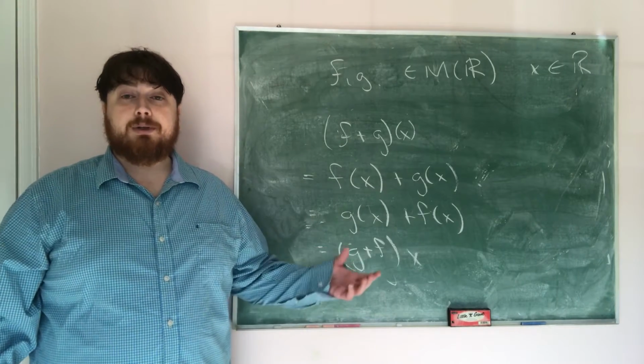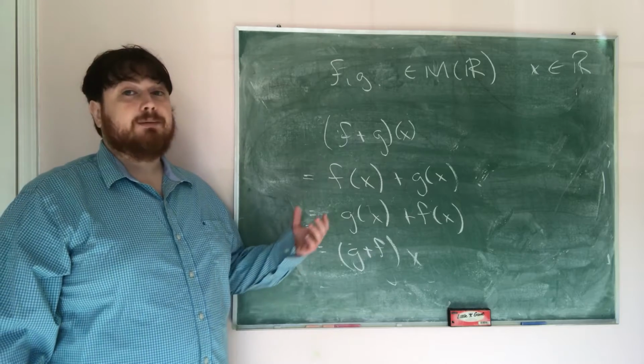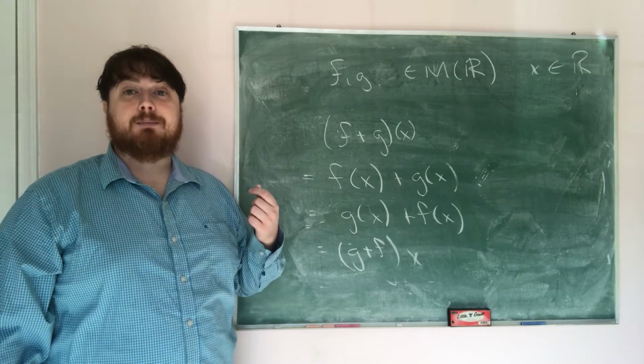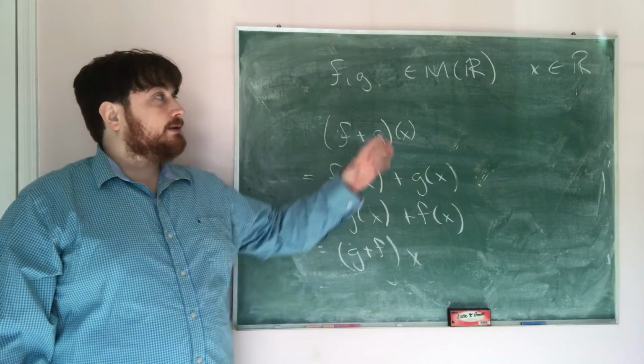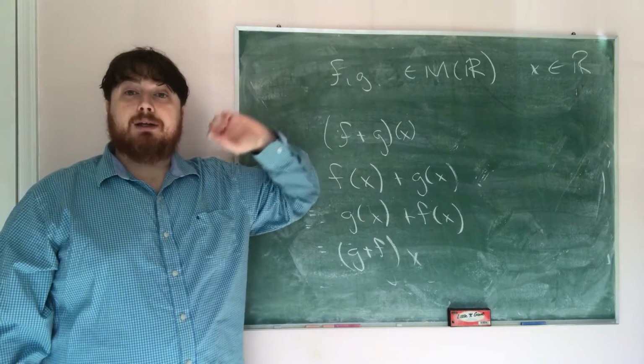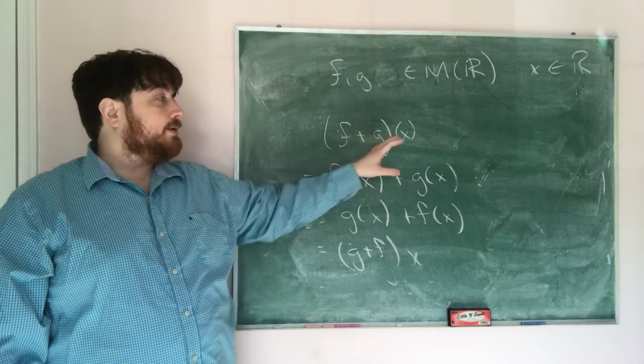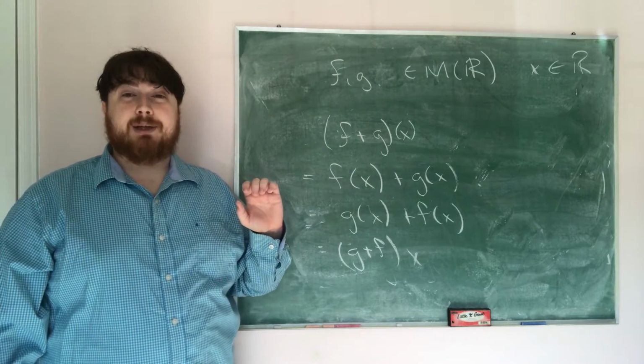Now, if we work with commutativity, we're going to have a very similar proof, except we'll only have f and g as mappings on R. And so we're going to show that f plus g is the same as g plus f. So we take any real number and we show that the image of that real number is going to be the same in either direction.